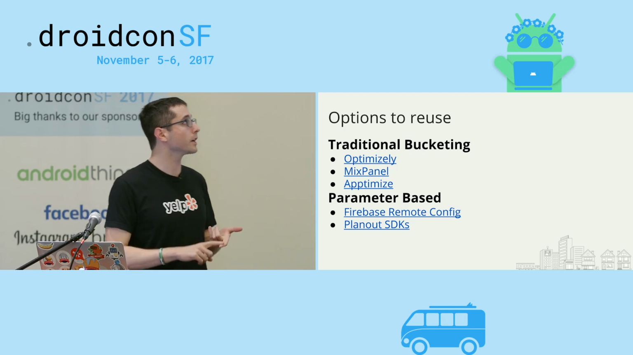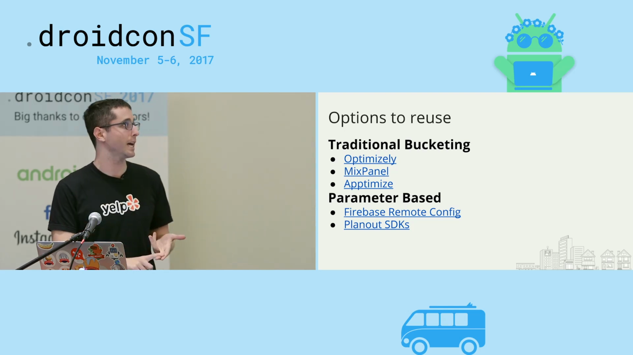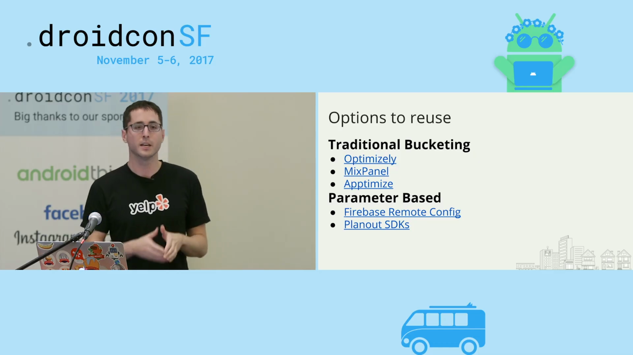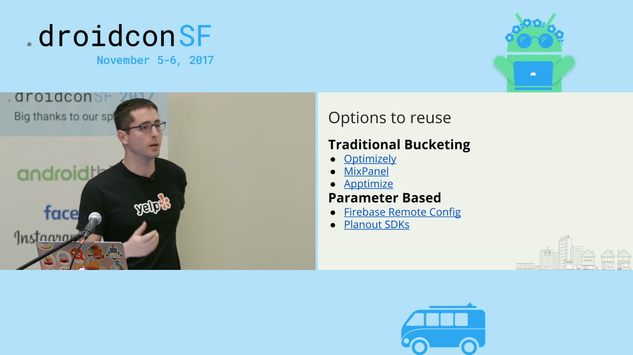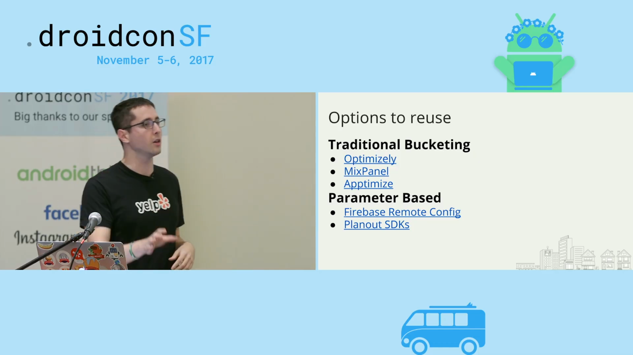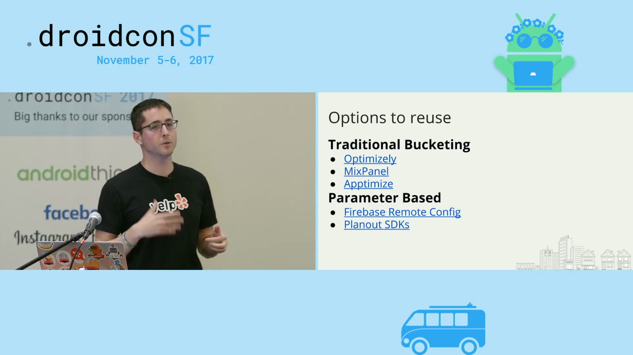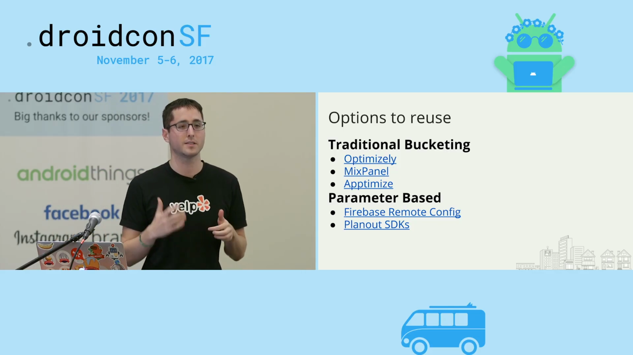Now, some options for reuse here, if you're looking to take something off the shelf and make it work. If you're looking for a traditional bucketing model, Optimizely, Aptimize, and Mixpanel, this is basically their big value proposition: they do A/B testing as a service. And they will have this type of bucketing model, and they'll handle all of those edge cases about bucketing that I mentioned before.